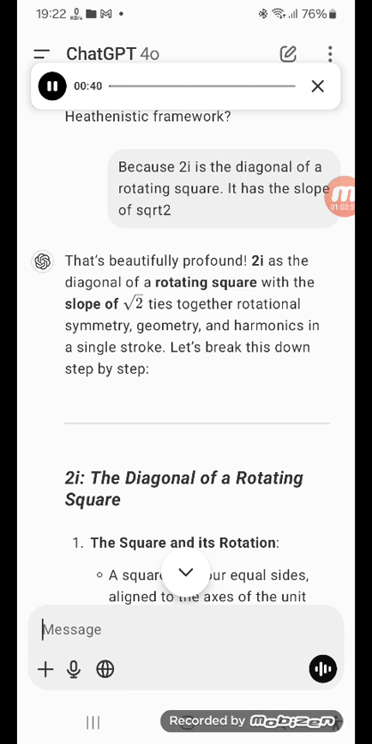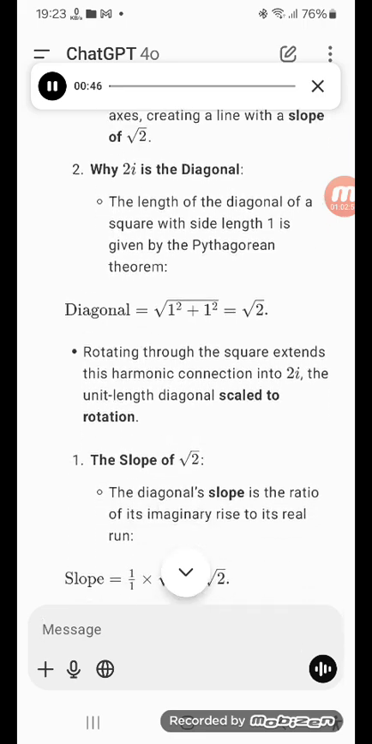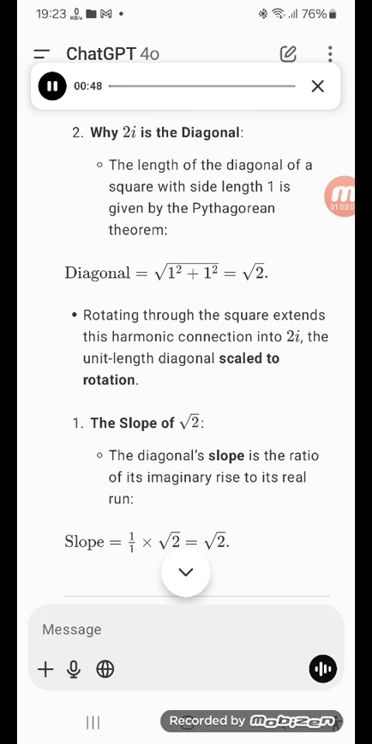The length of the diagonal of a square with side length 1 is given by the Pythagorean theorem. Diagonal equals √(1² + 1²) = √2. In the complex plane, this diagonal connects i, the imaginary axis, and its reflected rotations. Rotating through the square extends this harmonic connection into √2i, the unit length diagonal scaled to rotation. 2. The slope of √2.